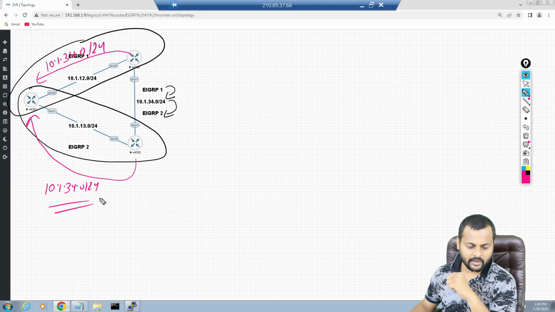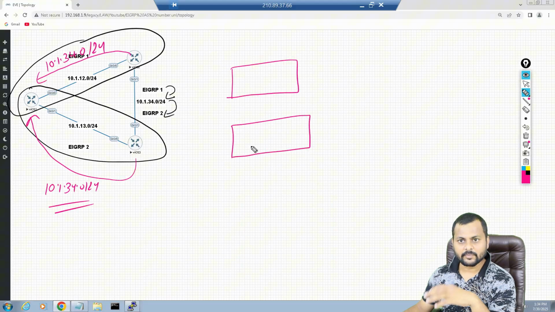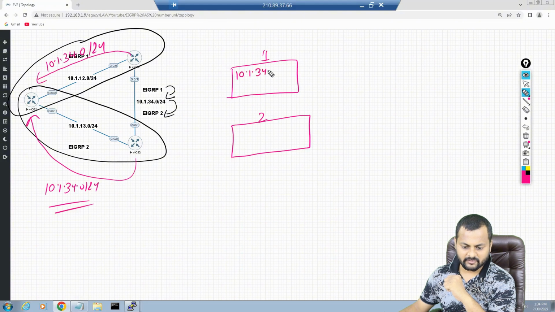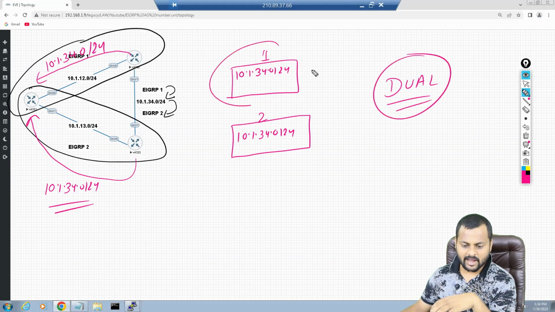In that case, R1 is going to maintain two topology tables, one for EIGRP number 1 and another for EIGRP number 2. So in the EIGRP number 1 topology table, we will receive the route 10.1.34.0/24, and in EIGRP number 2 we also receive the route 10.1.34.0/24. In that case, what would happen? Router 1 is going to perform the DUAL algorithm, and router 1 is going to make one of these routes the best one.